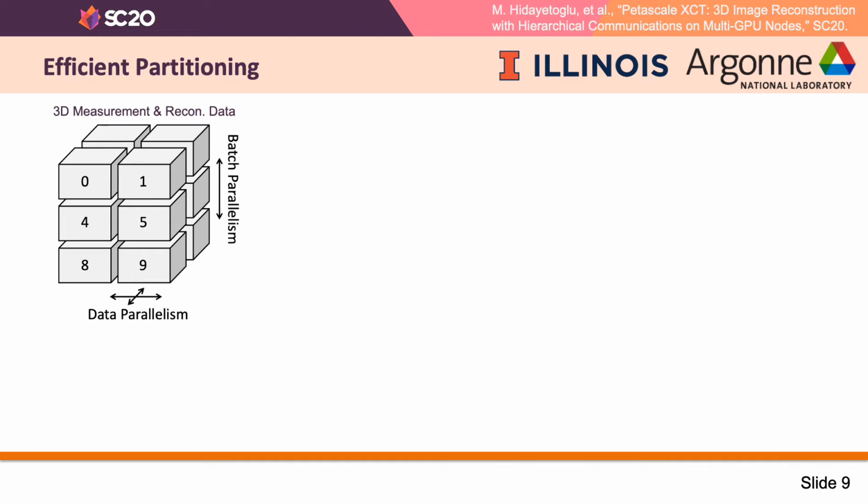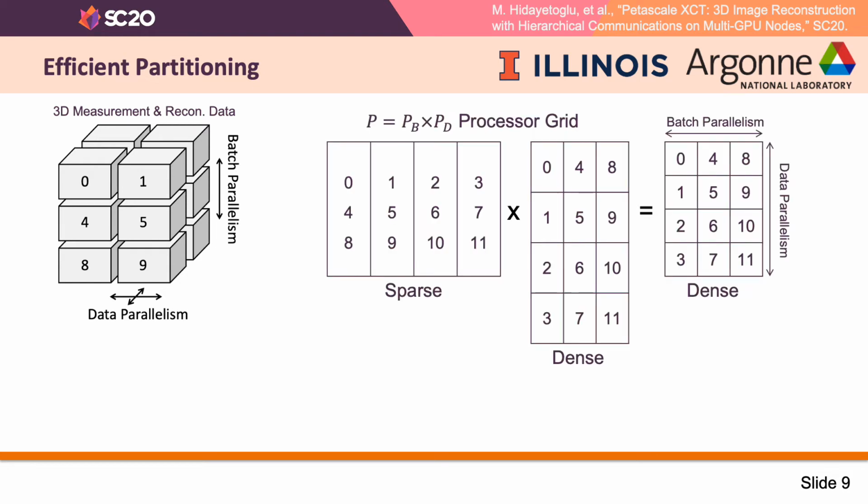Here, each processor corresponds to a GPU. The vertical partitions employ batch parallelism, and horizontal partitions employ data parallelism. If we look at the same picture from an algebraic perspective, the sparse matrix is partitioned across every 4 data processors, and each partition is duplicated across 3 batch processors. When it comes to the dense matrices, they are perfectly partitioned with no duplication.